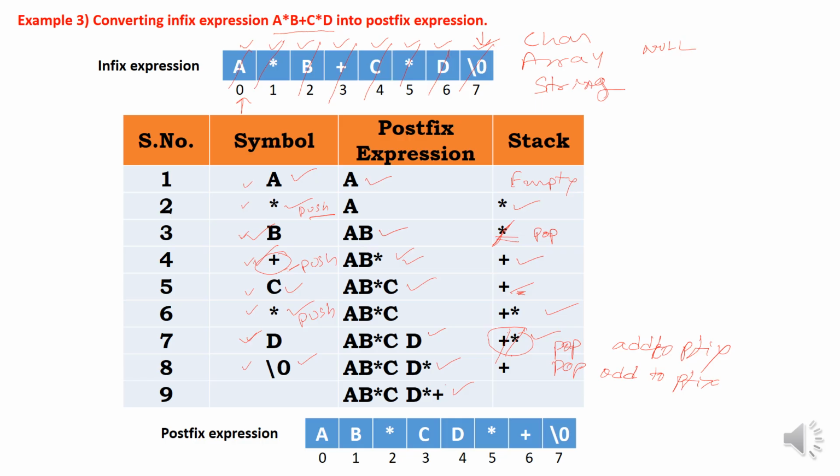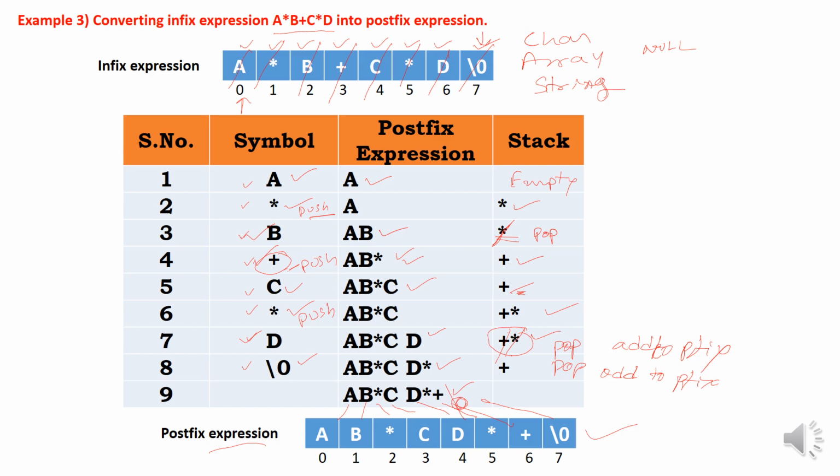Now to make it a string, we add one more character, backslash 0. See here, the postfix expression is A, B, asterisk, C, D, asterisk, plus, then backslash 0. This is a postfix expression.